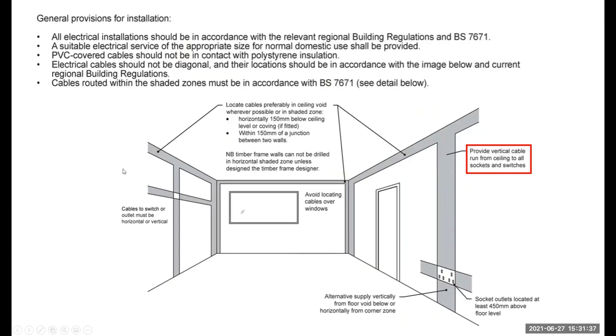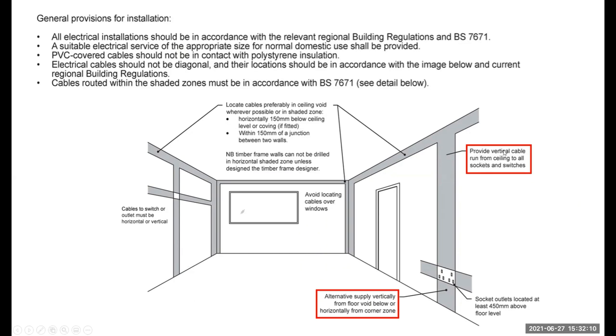So this is from the LABC technical manual version 10. Again, you can see the picture is very clear with no prescribed zones from other accessories crisscrossing around the wall. It specifies providing vertical runs from ceilings to all sockets and switches and suggests alternative supplies vertically from floor void below or horizontally from corner zones. So this is a lot clearer as well, I have to say.